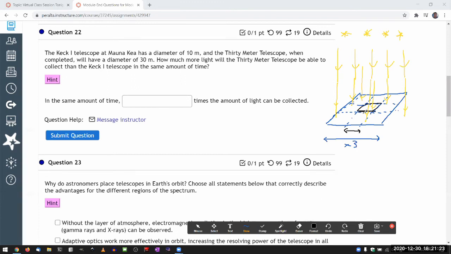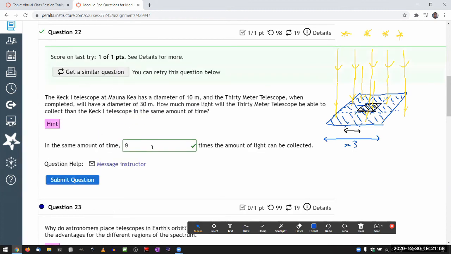And when you are comparing area, you can see that if this is one unit, one amount of area that's capturing light, then how much light is being captured by the larger telescope is, there's one, two, three, four, count this as well, five, six, seven, eight, nine. So it should be nine times the amount of light. And this question involves numbers that are small enough and simple enough that you can answer this way.